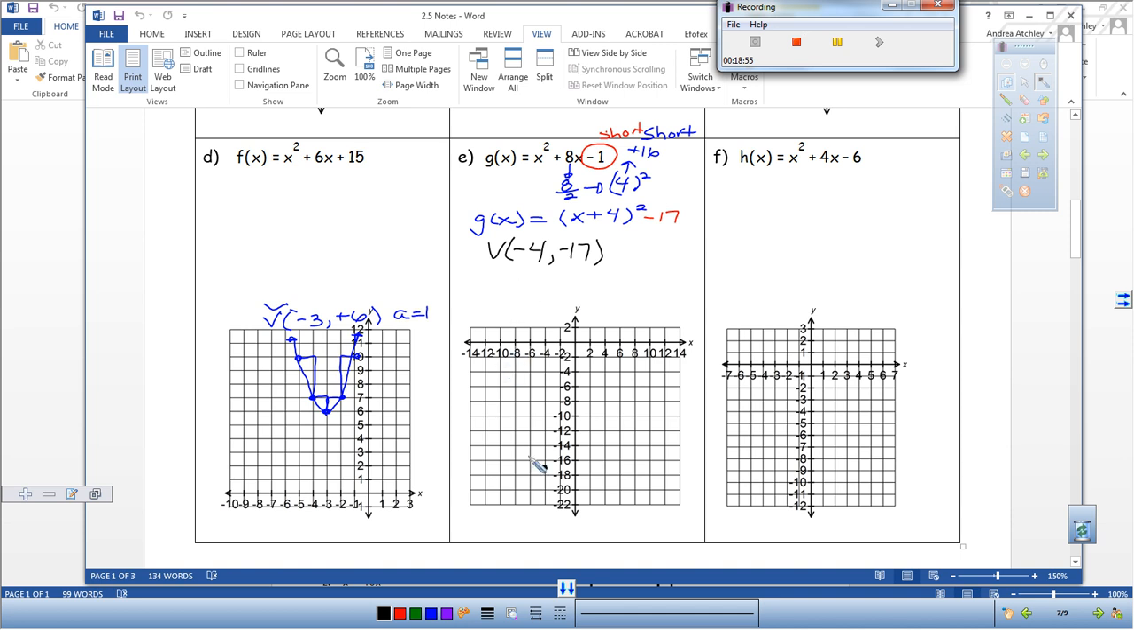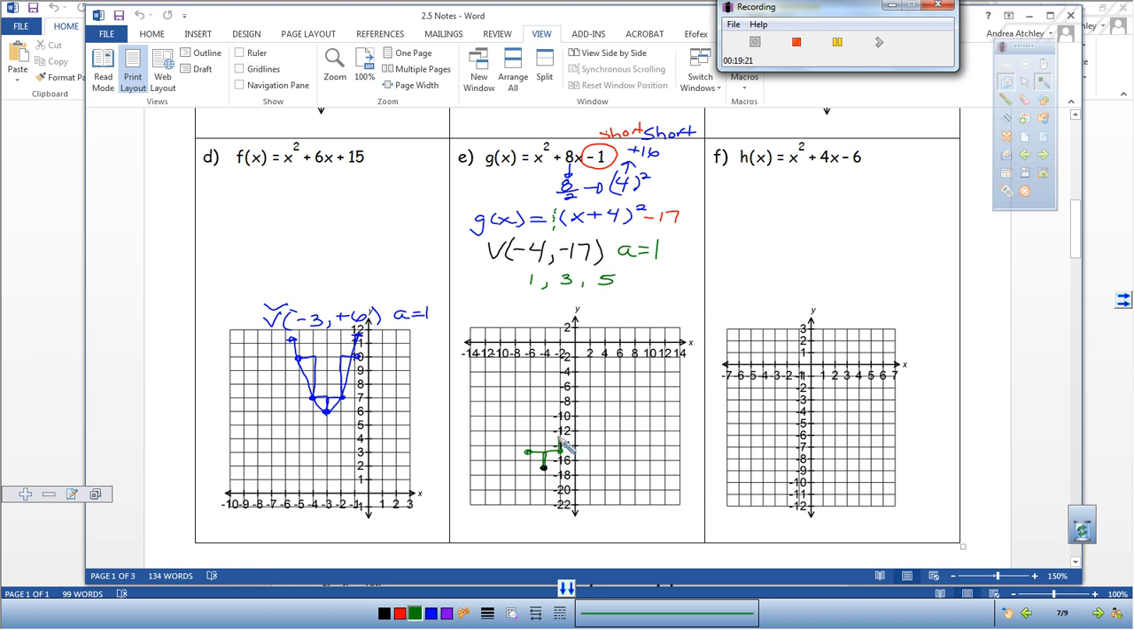Seth, what's the a value? Yes, there's no number in front of this parenthesis, so a equals 1. So again, I'm going to do the 1, 3, 5 pattern. So up 1 and over 1. Up 1 and over 1.